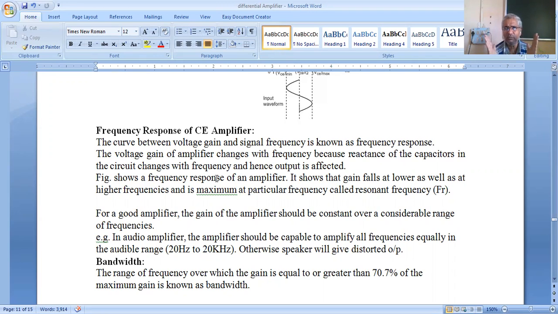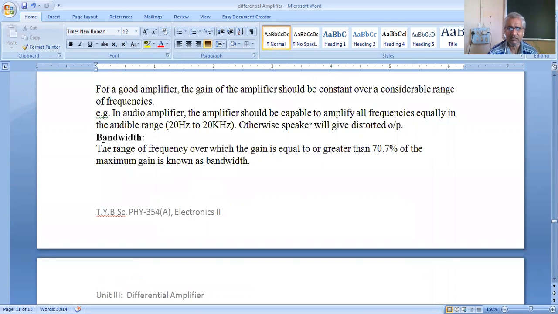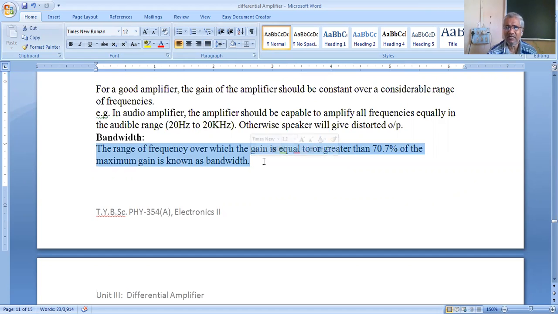So the wider the range of frequency, better is the amplifier. So the range of frequency over which the gain is equal to or greater than 70.7% of the maximum gain is known as bandwidth. Now, how is this definition taken as a bandwidth? So in simple words, we can say what is the bandwidth? The range of frequencies over which the gain of the amplifier is constant, considerably constant. So generally the gain above 70% of the maximum is considerable.